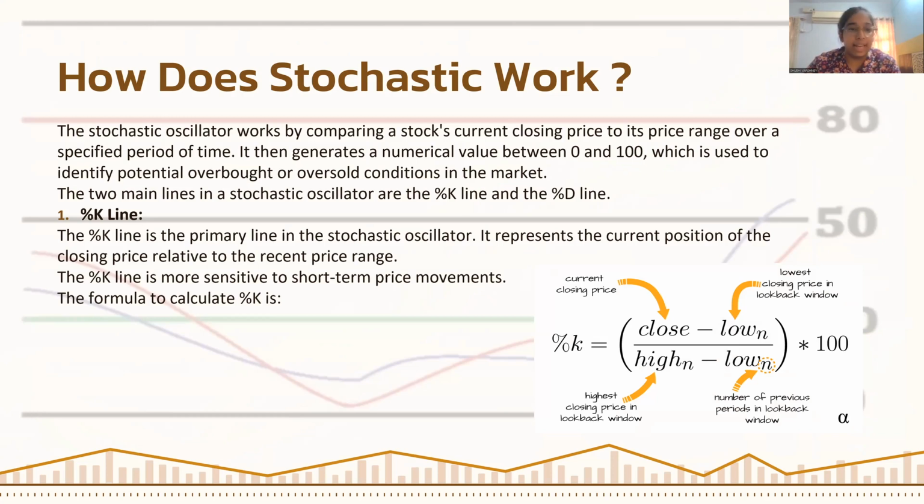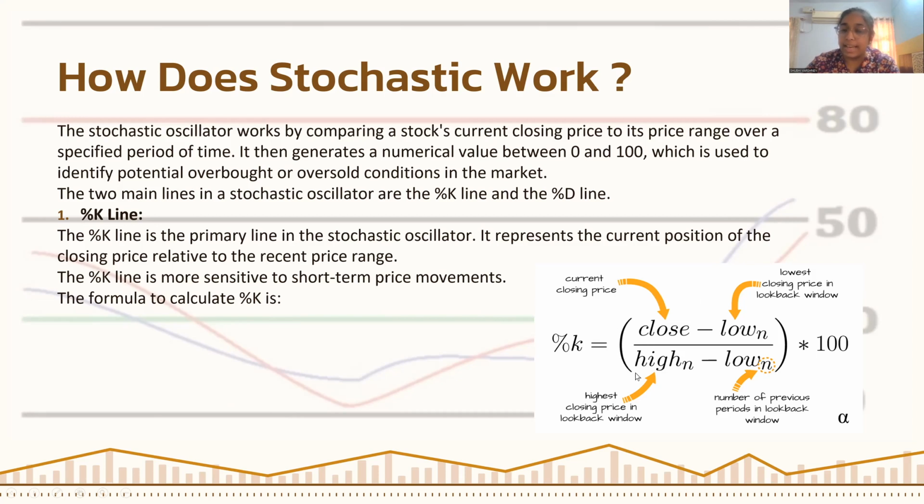Now, what is the %K line? The %K line is the primary line in the stochastic oscillator, which represents the current position of the closing price relative to the recent price range. The %K line is more sensitive to short-term price movements and shows the fluctuations very rapidly. The formula to calculate %K is denoted in the picture alongside.